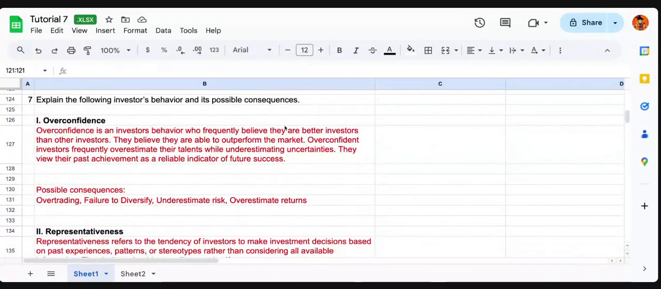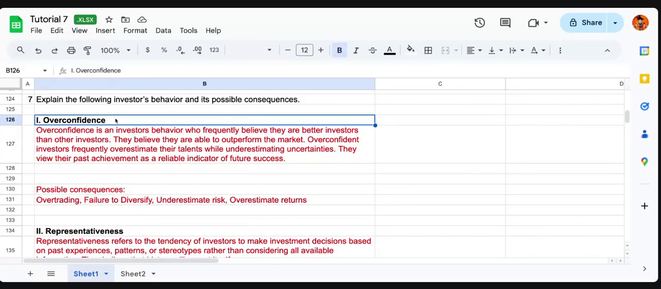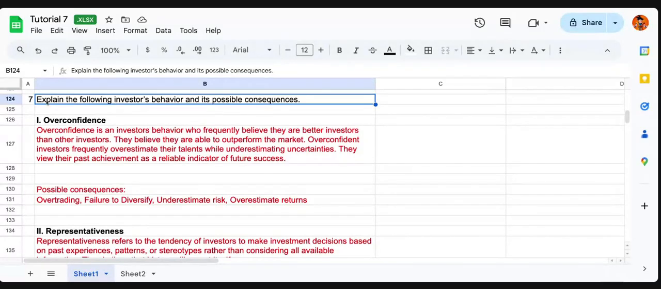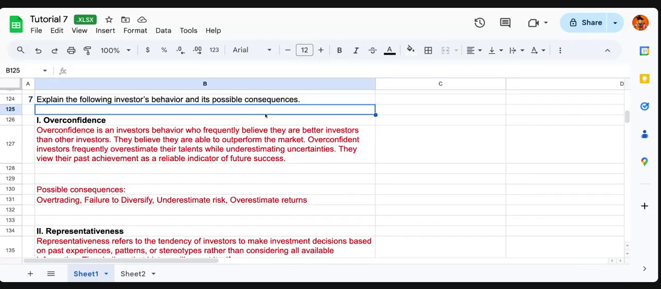So the last question mentions some parts of behavioral finance, for example, overconfidence. Be careful with these questions, because they tell you to explain the meaning of that and also what is a possible consequence. That means if that thing exists, what will be the possible thing that can happen in the market?